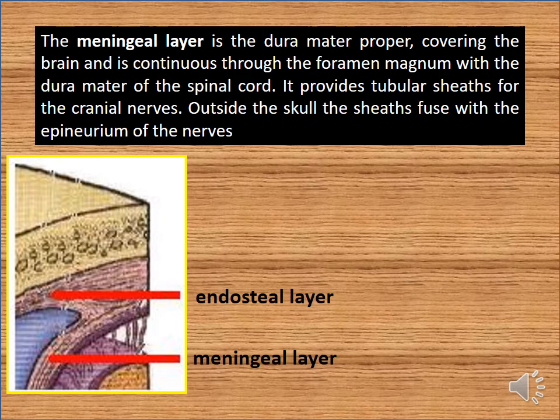The second layer, the meningeal layer, is the Dura Mater proper, the real Dura Mater, covering the brain. It is continuous through the foramen magnum with the Dura Mater of the spinal cord. It provides a tubular sheath for the cranial nerves. Outside the skull, the sheath fuses with the epineurium of the nerve.